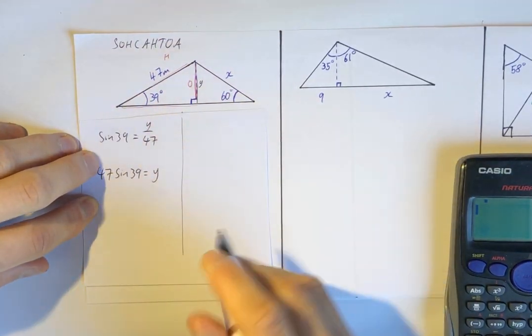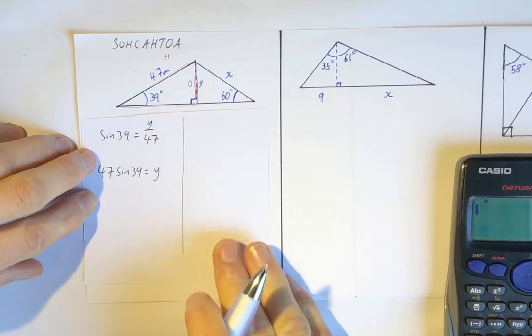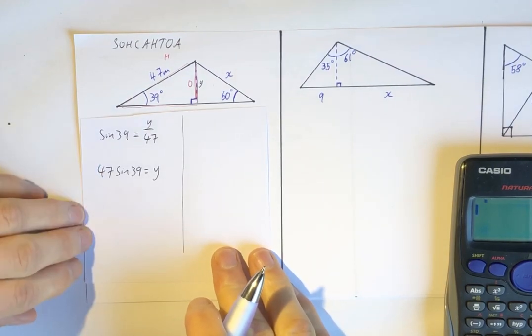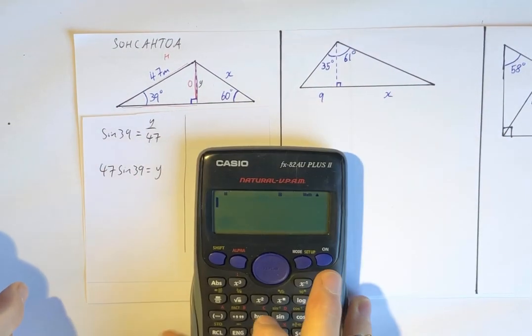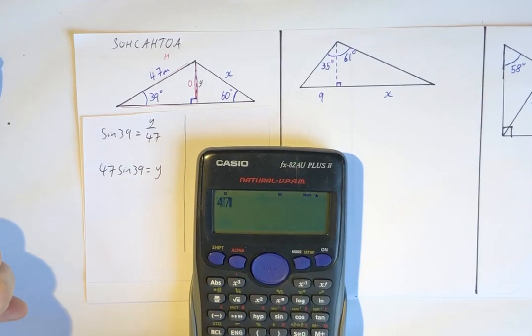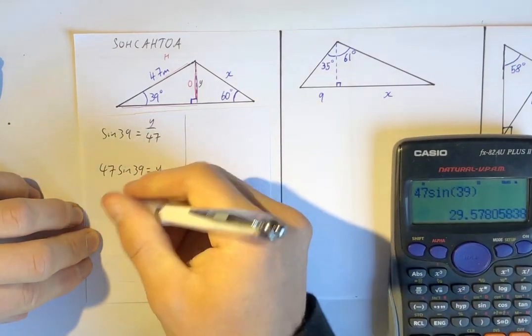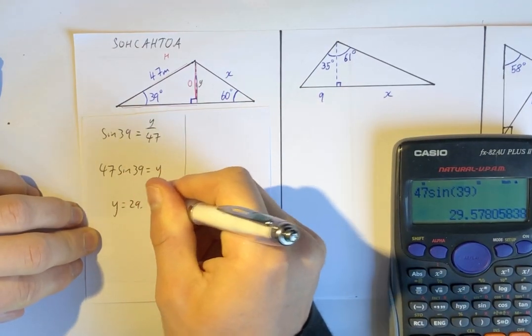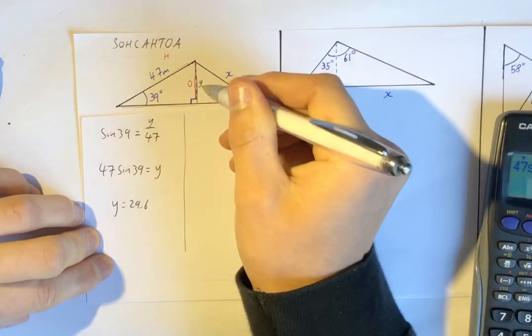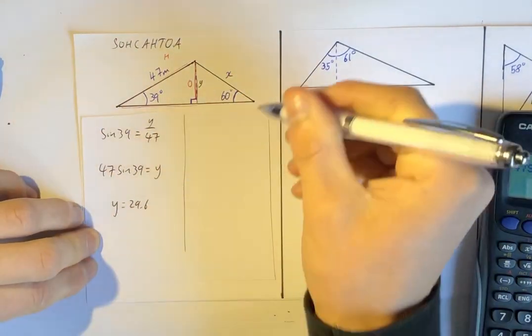So hopefully you're pausing the video on each of these problems for the rest of this video and giving them a shot yourself. So on my calculator, check them in degrees. I go 47 sine 39, and that gives me y. I'm going to call that 29.6. Now that I have 29.6 as my vertical height, I can find x.